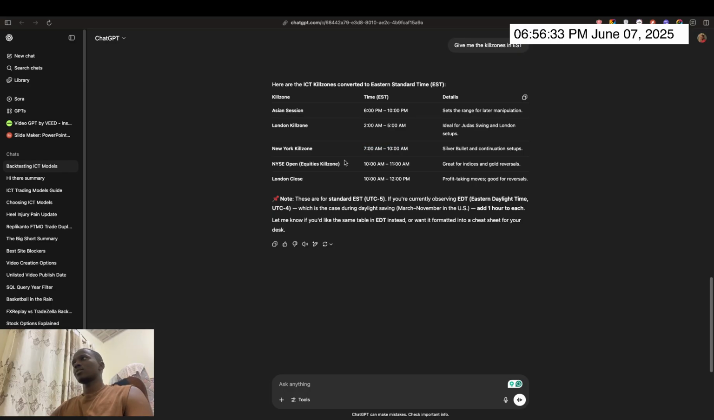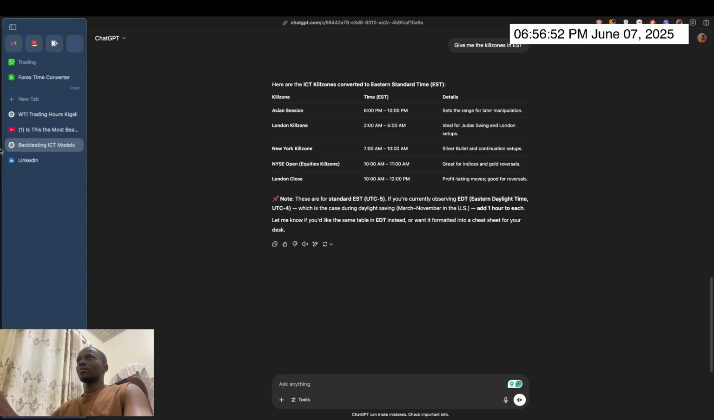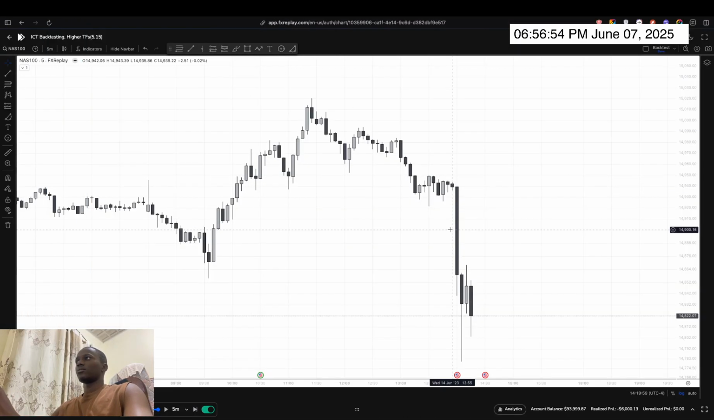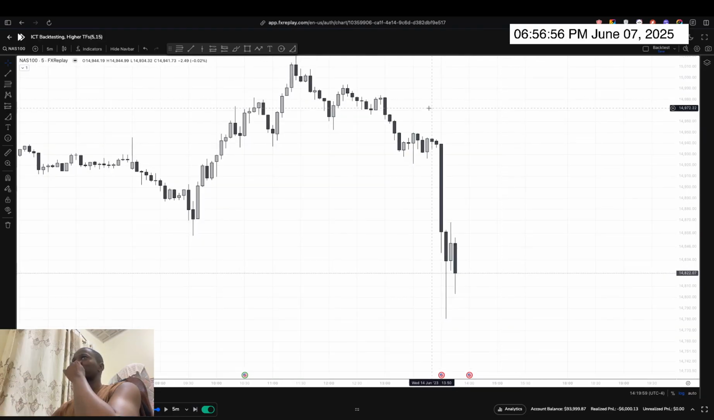And the equities kill zone is between 10 and 11. Again, between 7 and 10. Silver bullet and continuation setups. Ideal. So London kill zone between 2 and 5. It's for Judas swing. Let's see the new kill zone. Good. So between 7 and 10.